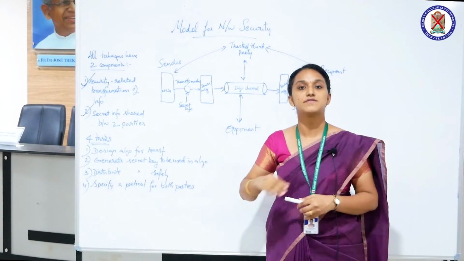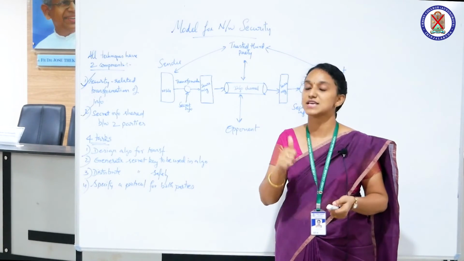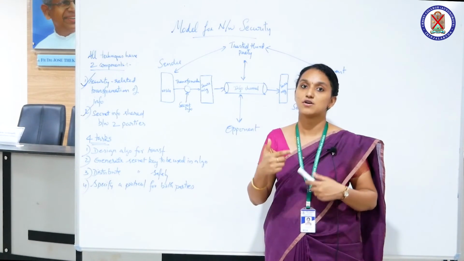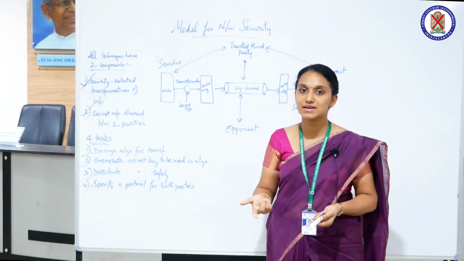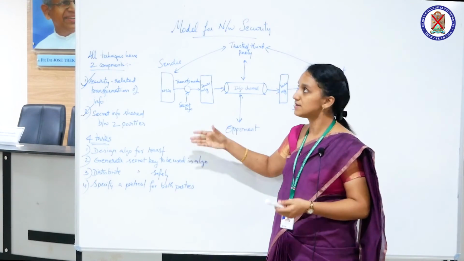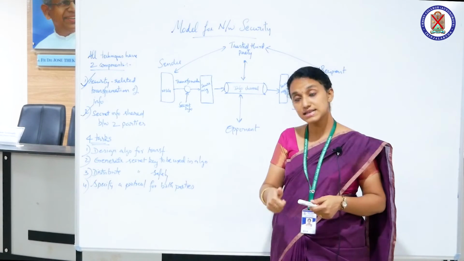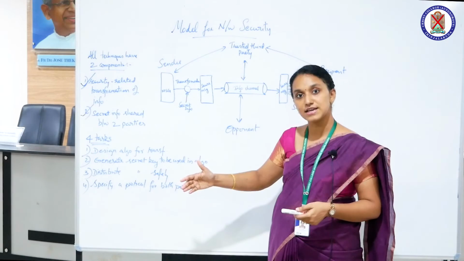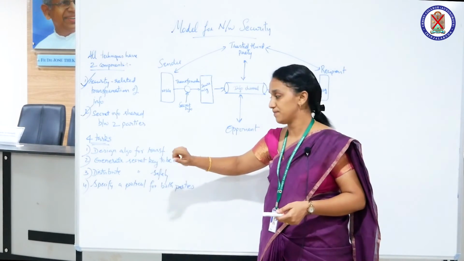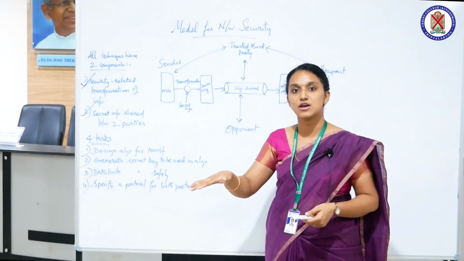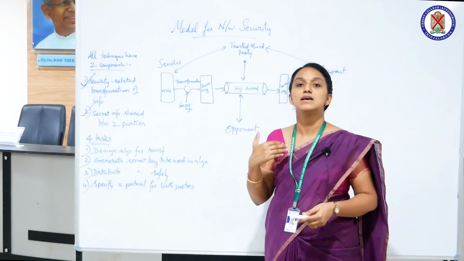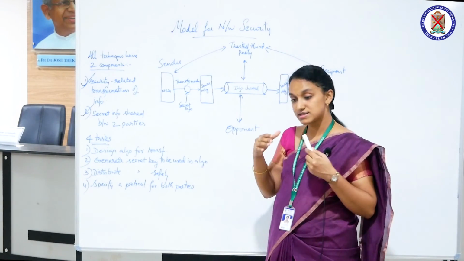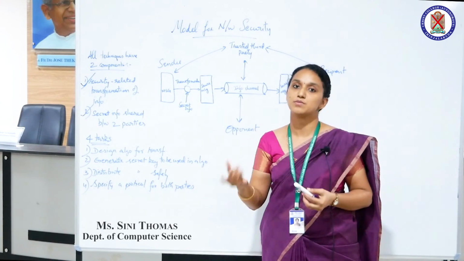The main two components of all the techniques are, the first one, a security related transformation, that is encryption. The second one is the use of a shared key, a secret key. The main tasks done by this model are, first, design an algorithm for transformation. Second, generate a secret key to be used in this algorithm. Third, distribute the secret key or the shared key safely among the parties. And the last one is to specify a protocol that is to be used in common by both the parties.